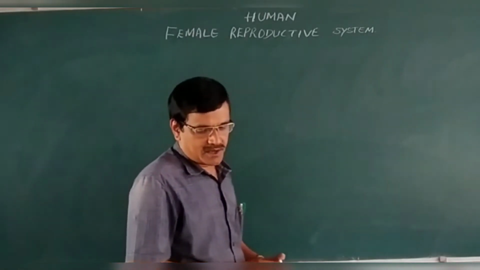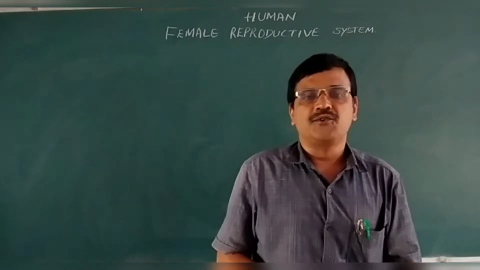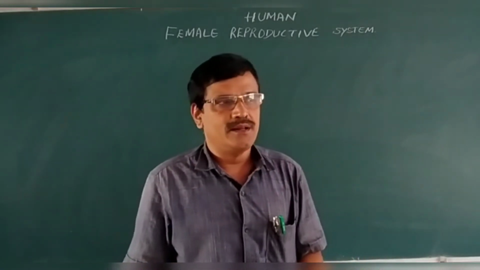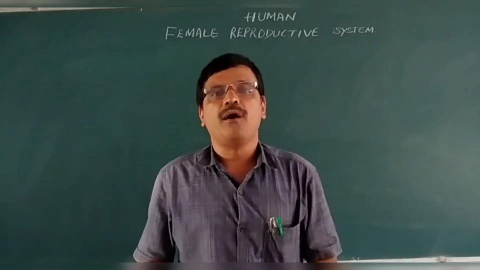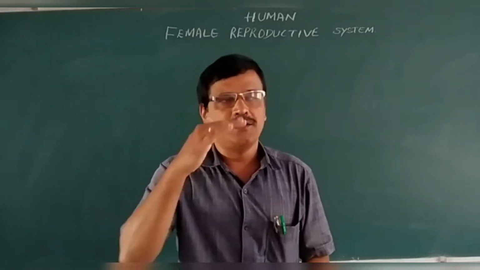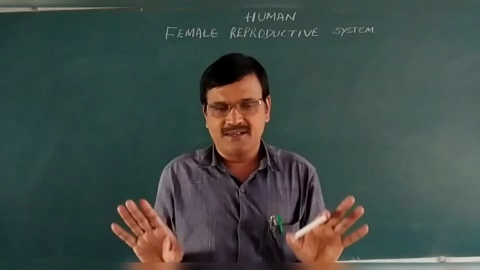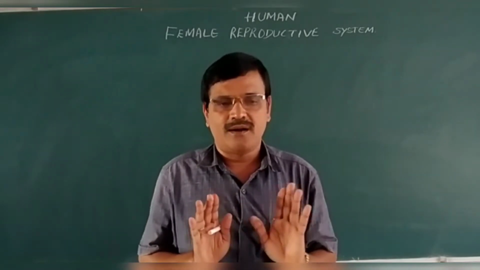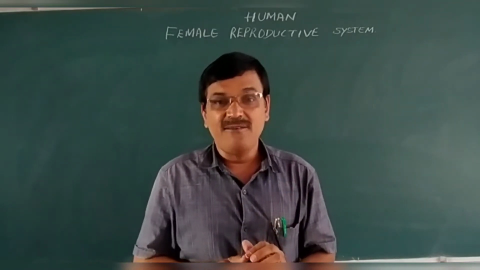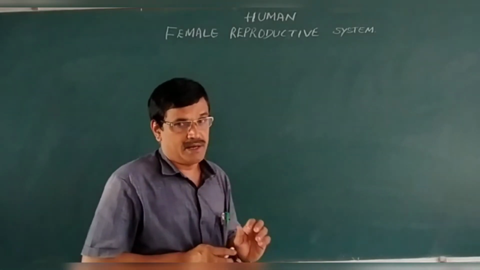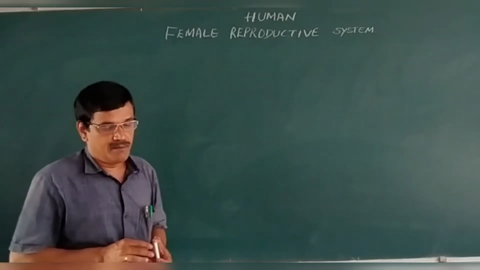The female reproductive system is usually situated in the lower abdominal space, in the lower region of the abdomen. So these reproductive organs and systems are attached to the pelvic region of the abdomen.